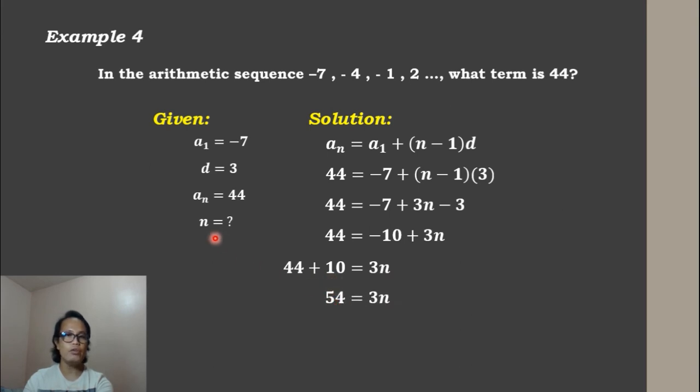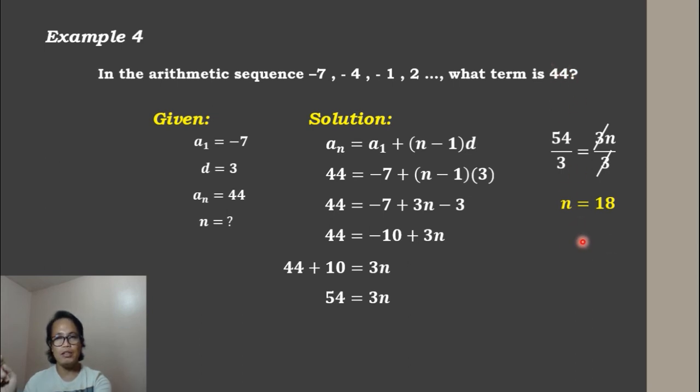Then since we are only going to solve for n, we have to eliminate the 3, which is the coefficient of n. So therefore, we divide both sides of the equation by 3 so that we can cancel out the 3. What remains is, we can interchange this one already, n equals 54 divided by 3 is 18. So you can write n equals 18 or 18 equals n. So therefore, 44 is the 18th term of the sequence.